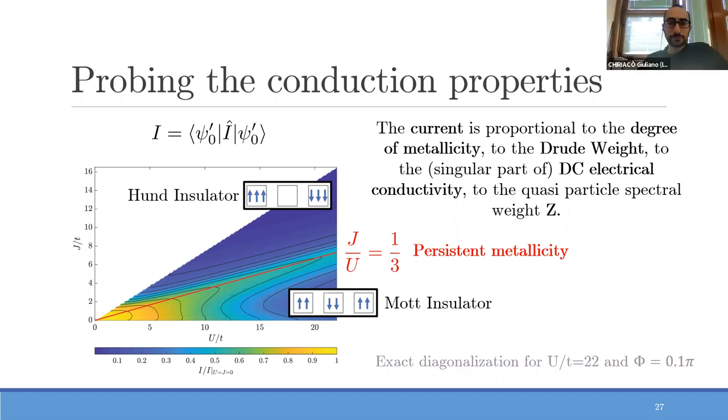Mm-hmm. Okay. Okay, I think there is a question from the audience, from Vladan Selebonovic. Did you apply your calculation to any real materials?